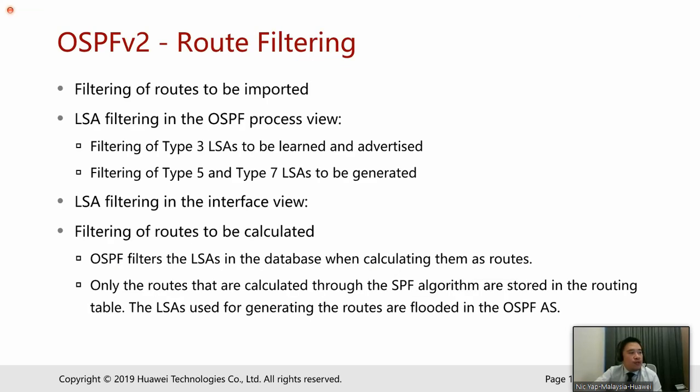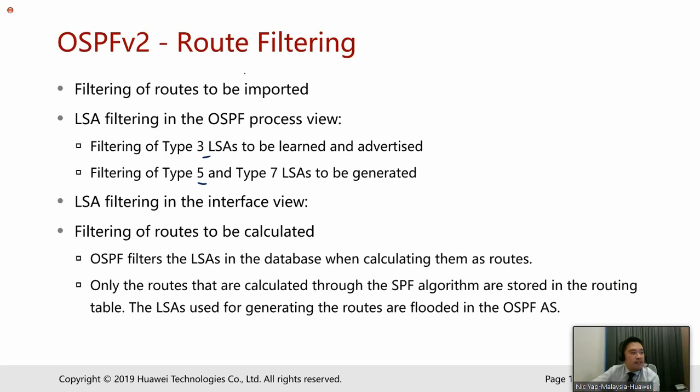And the next one is route filtering. Under route filtering, we have filtering of routes to be imported, and there are LSA filtering and route filtering. Filter route to be imported, or LSA filter into the OSPF process view. They filter type 3 and type 5. LSA filtering is always type 3 and type 5. There can be filtering in between.